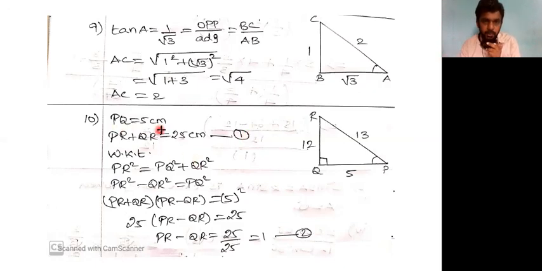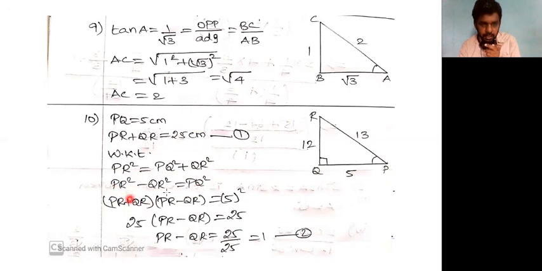Given that PQ is equal to 5 centimeter, first draw the triangle PQR, right angled at Q as stated in the question. So PQ is equal to 5 centimeter and it is given that PR plus QR is equal to 25 centimeter. As of now, we don't know what is PR and what is QR. But we know that PR square is equal to PQ square plus QR square using Pythagoras theorem. Taking this QR square to the other side, we have PR square minus QR square is equal to PQ square.